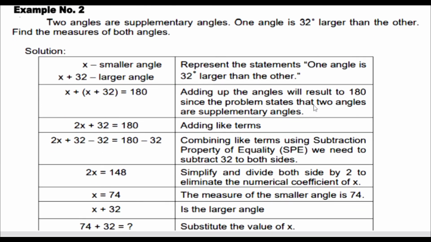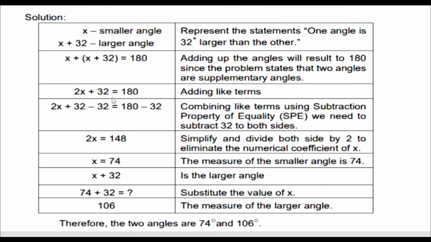Next, adding up the angles will result to 180 since the problem states that the two angles are supplementary angles. When we say supplementary angles, the result is 180 degrees. So you will add the smaller angle and the larger angle. So x plus x plus 32 is equal to 180. Next, adding like terms. So x plus x is equal to 2x. So 2x plus 32 is equal to 180.